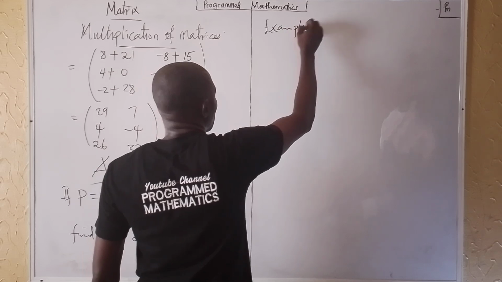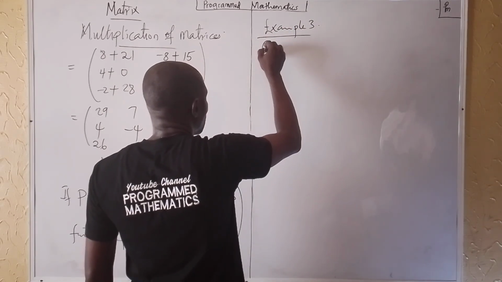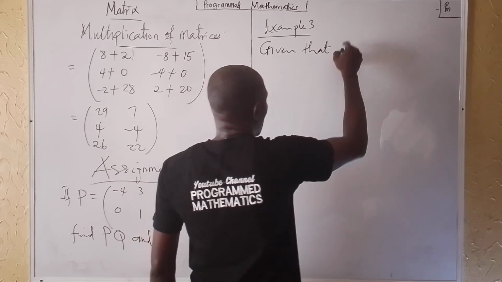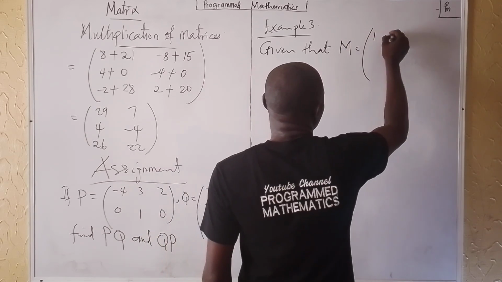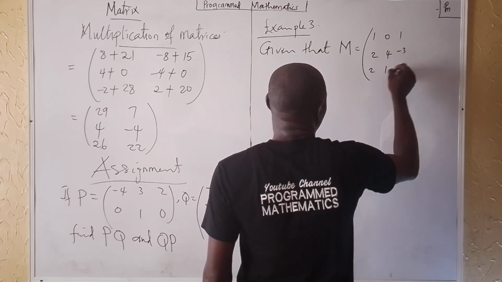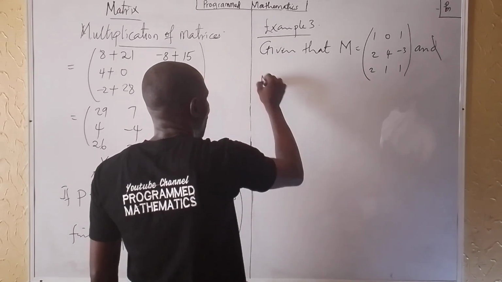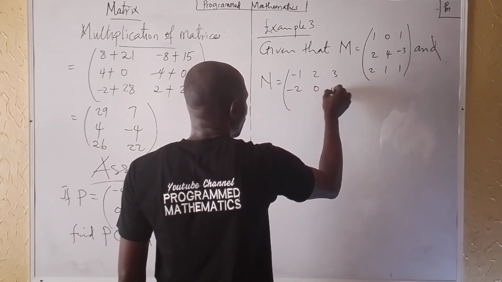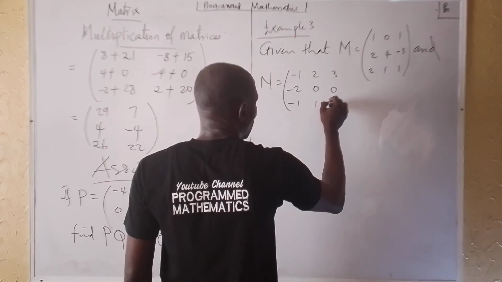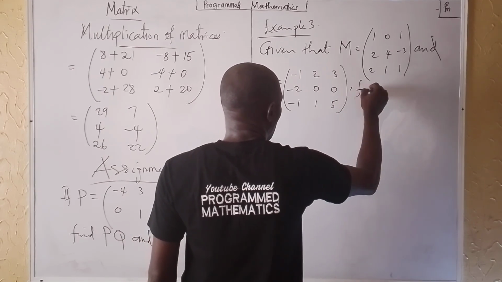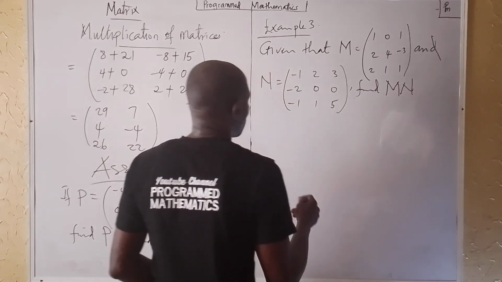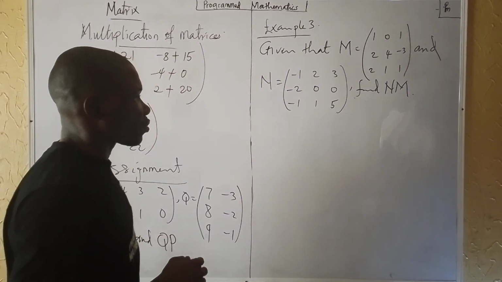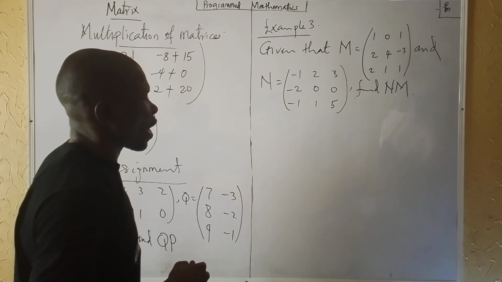So example number 3. Given that matrix M is 1 0 1, 2 4 minus 3, 2 1 1, and matrix N is the matrix minus 1 2 3, minus 2 0 0, minus 1 1 5. So we want to find MN. All right, let me switch it this time. Let's say we're going to find NM. So we want to find the product of the matrices M and N, where N pre-multiplies M.